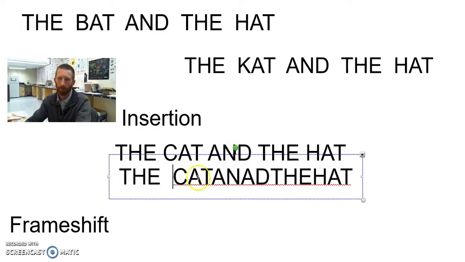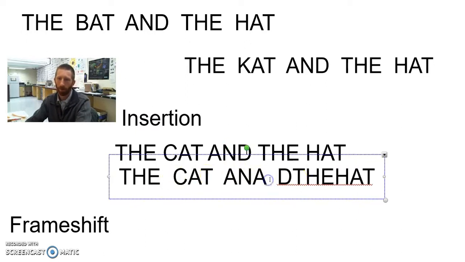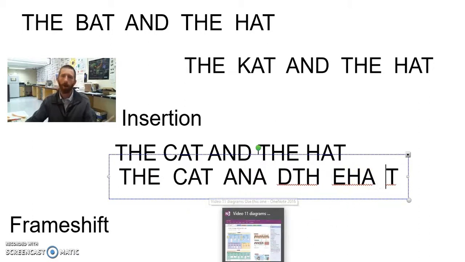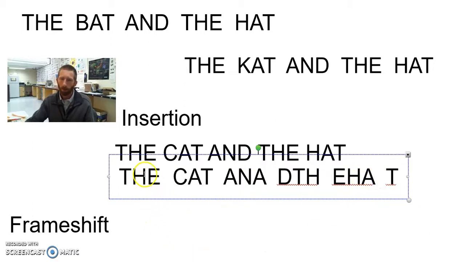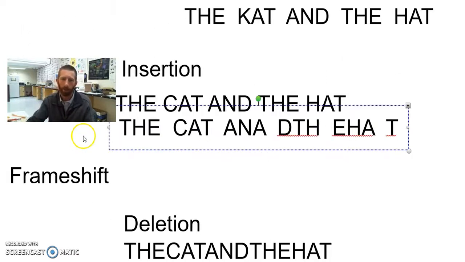So let's go ahead and break this up into our codons. Huh, that's weird, right? So the cat is, but then we inserted, and so that changes all the codons that are downstream of the insertion. Okay, so that's why it's called the frameshift. Breaking it up into groups of 3 letters, that's called the reading frame. And if we insert or if we delete, we're changing the reading frame. We're shifting the reading frame. So that's why it's called a frameshift mutation. So that's what happens with an insertion.